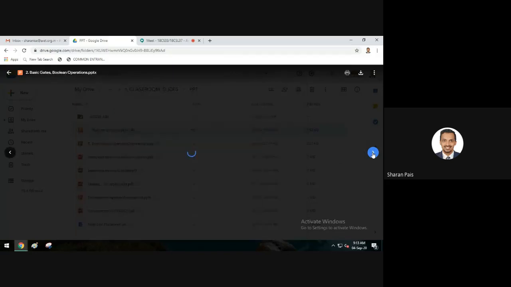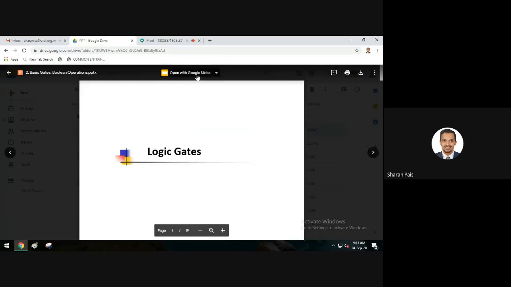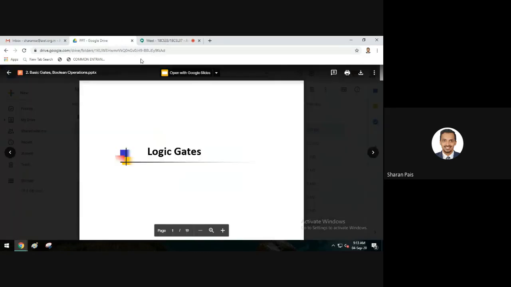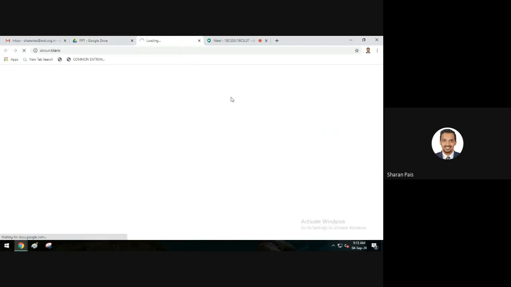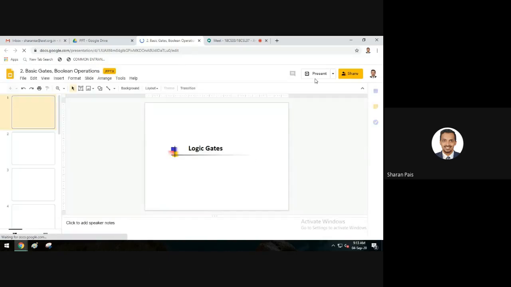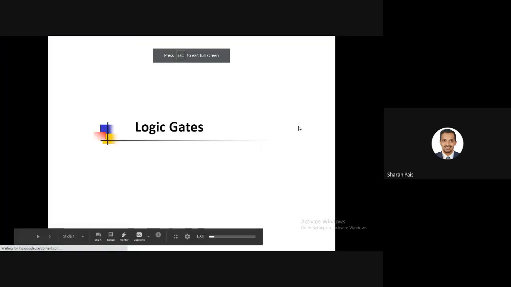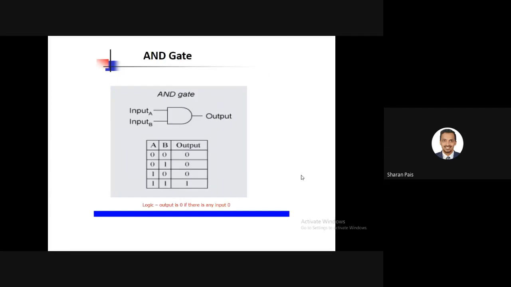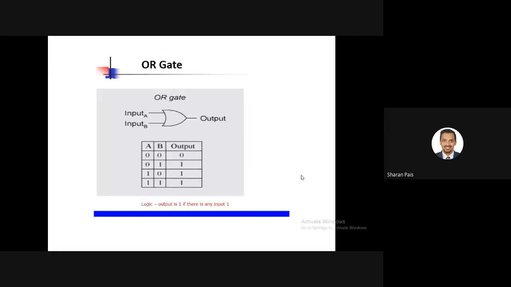Or I prepared previously. The number system we saw yesterday. The logic gates. These things, everything is given in these slides.